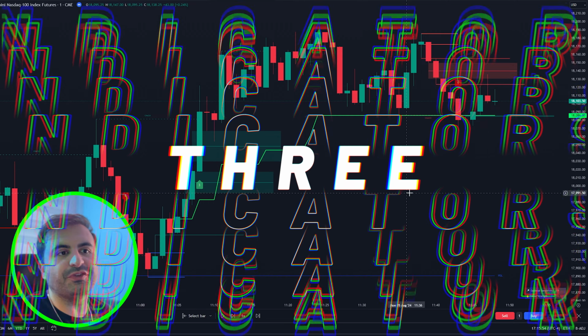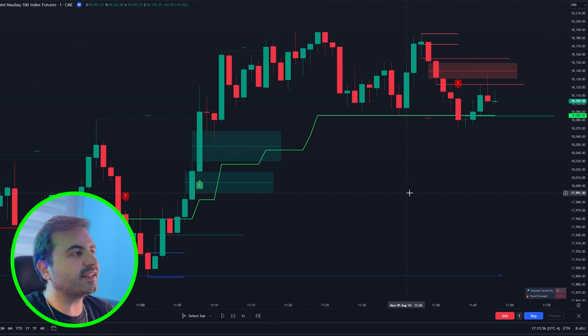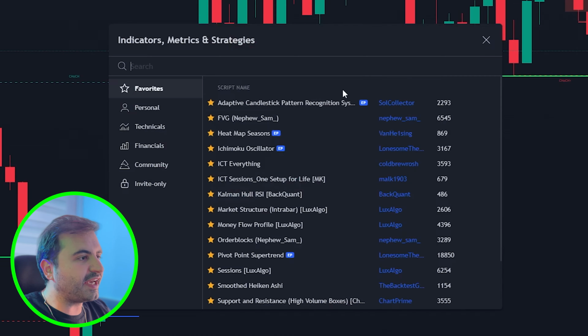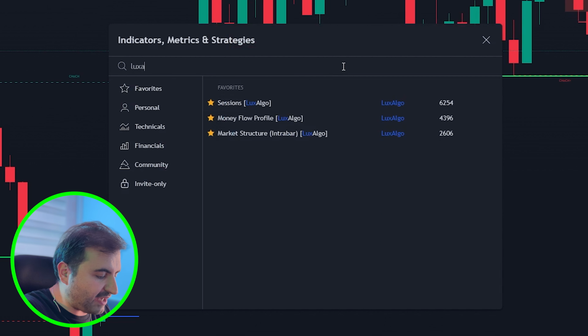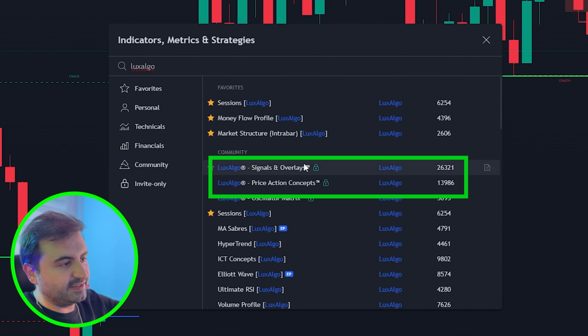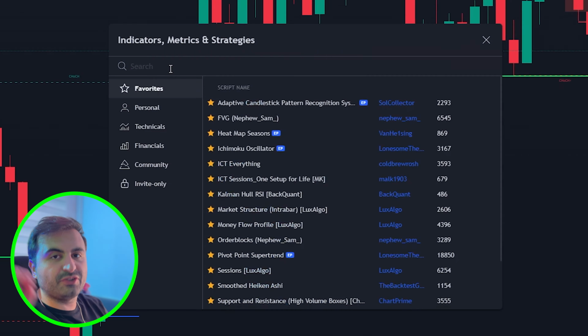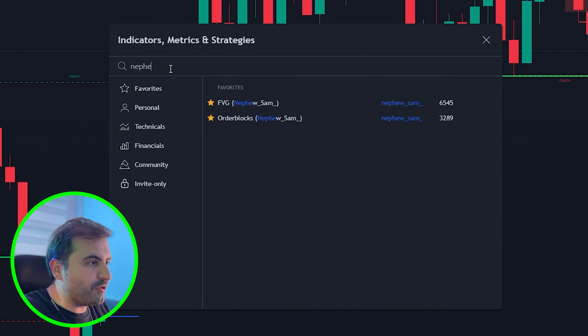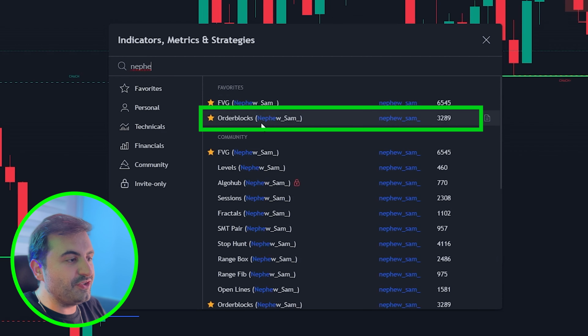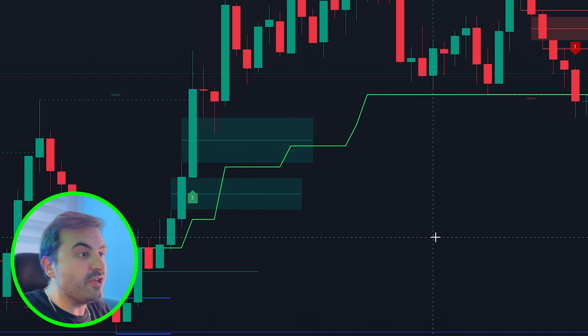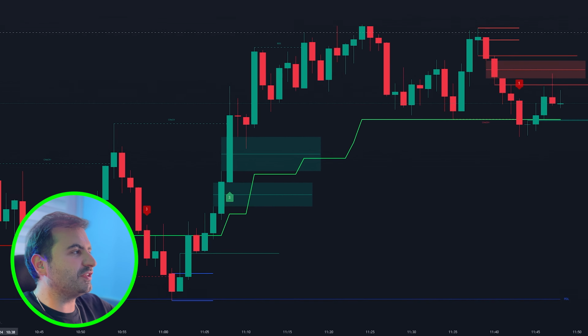We need 3 different indicators for this exact setup, and now let's go over to the indicators tab and search for LuxAlgo, and you will see signals and overlays and the price action concepts. You need to click add to your chart for both of them, and the third indicator is from the nephew Sam, and you will see the order blocks indicator. Click that to add it to your chart, and after you add these indicators you will see 3 different things on your chart.